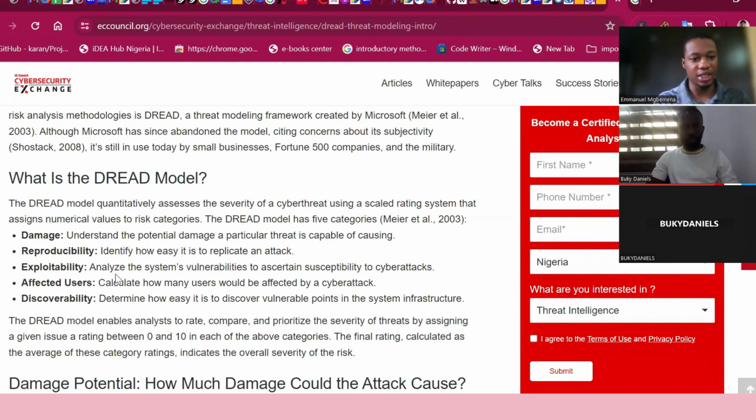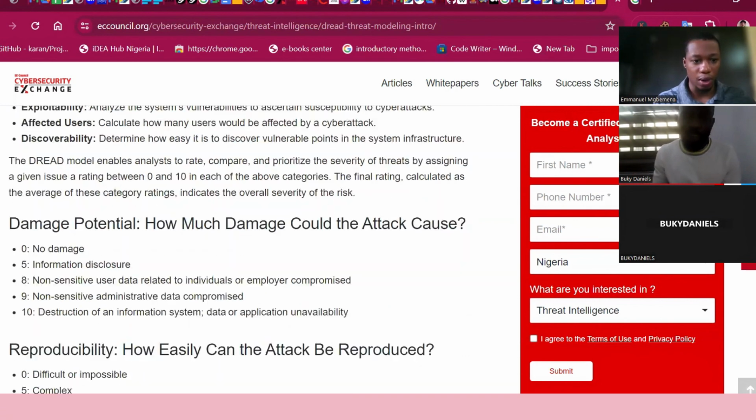Then exploitability analyzes the system's vulnerabilities to ascertain susceptibility to cyber attacks. So how easy is it to exploit? Then affected users: calculate how many users will be affected by the cyber attack. I think in this case it should be everyone, since obviously the domain controller is affected. Then discoverability determines how easy it is to discover vulnerable points in the system infrastructure.